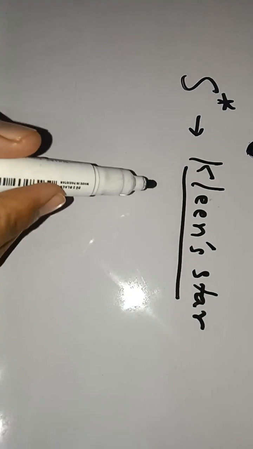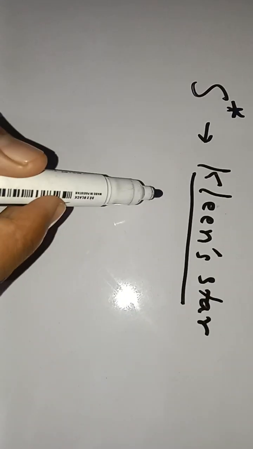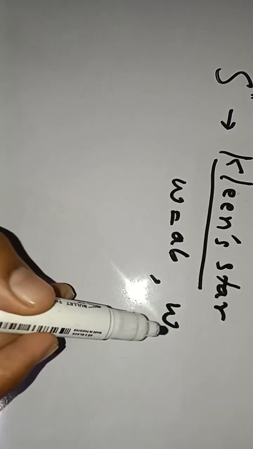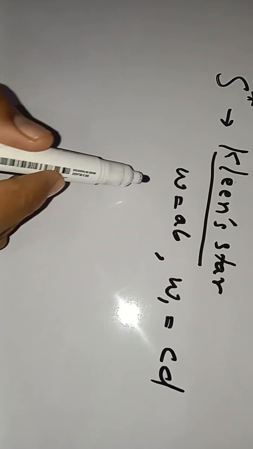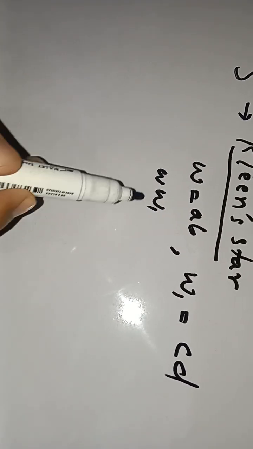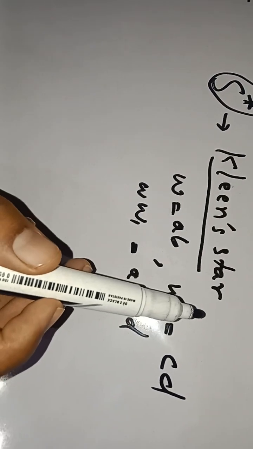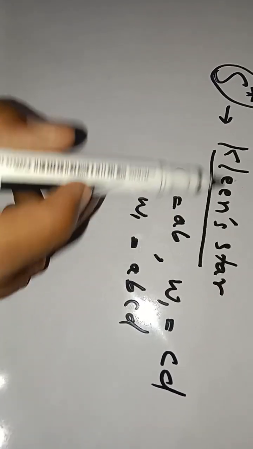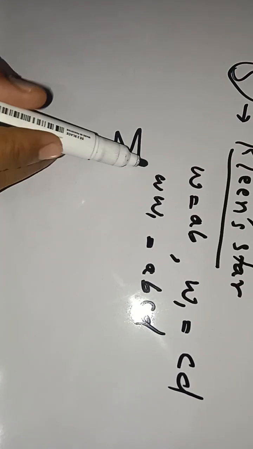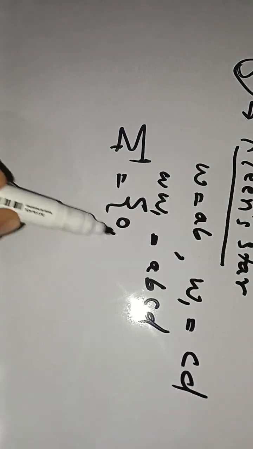And we know that concatenation is nothing but, for example, if I have a string w that is equal to ab and another string w1 that is equal to cd. So concatenation means w concatenated with w1, and that would be equal to ab concatenated with cd. So Kleene star says all the finite strings over the alphabet sigma, for example, 0 comma 1.